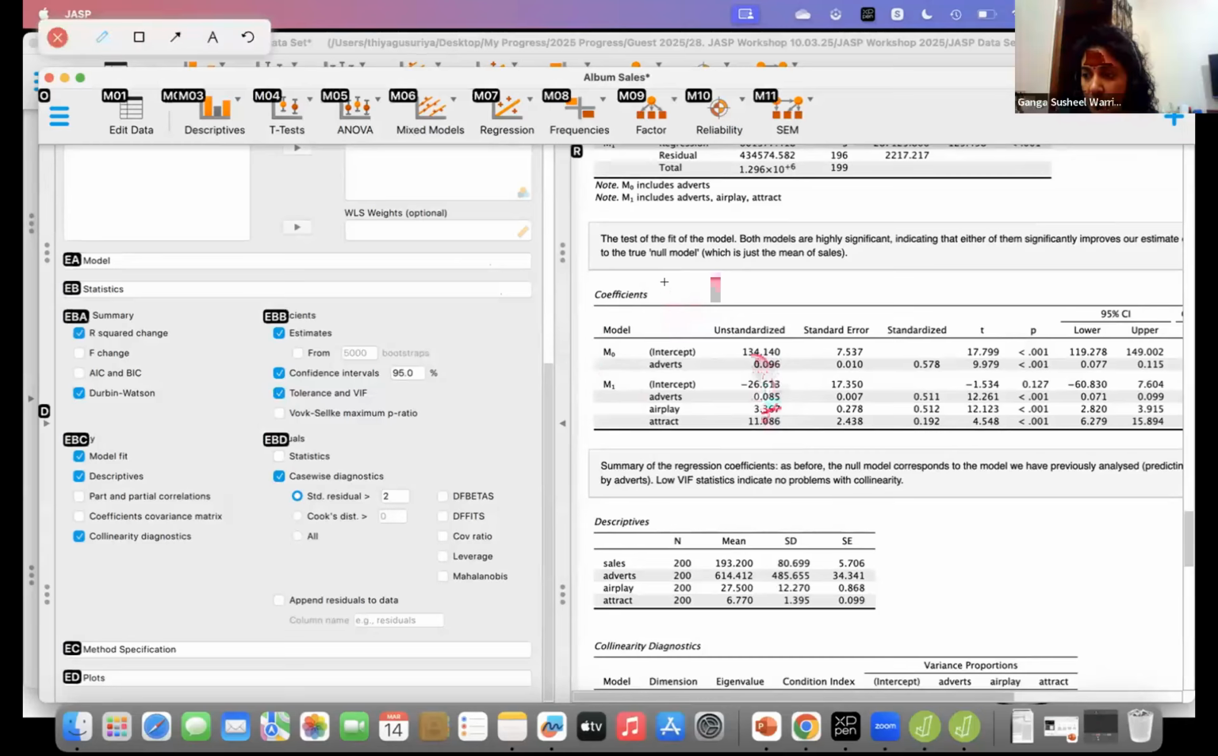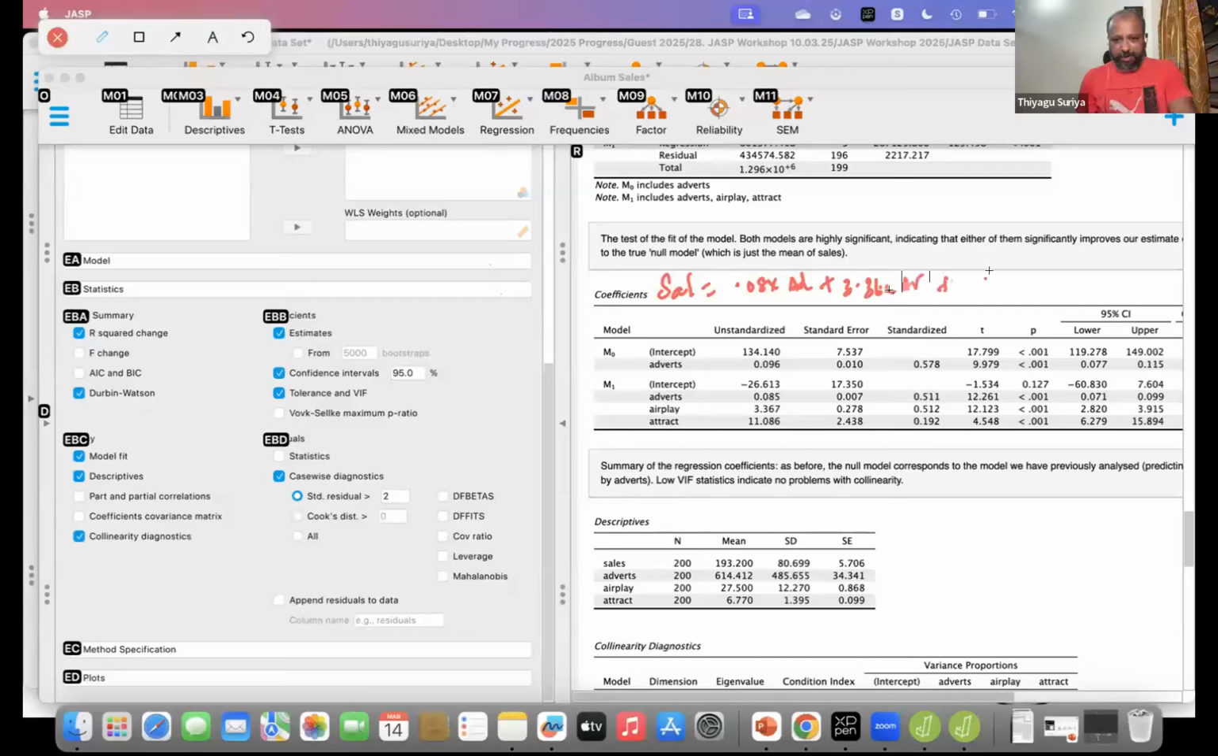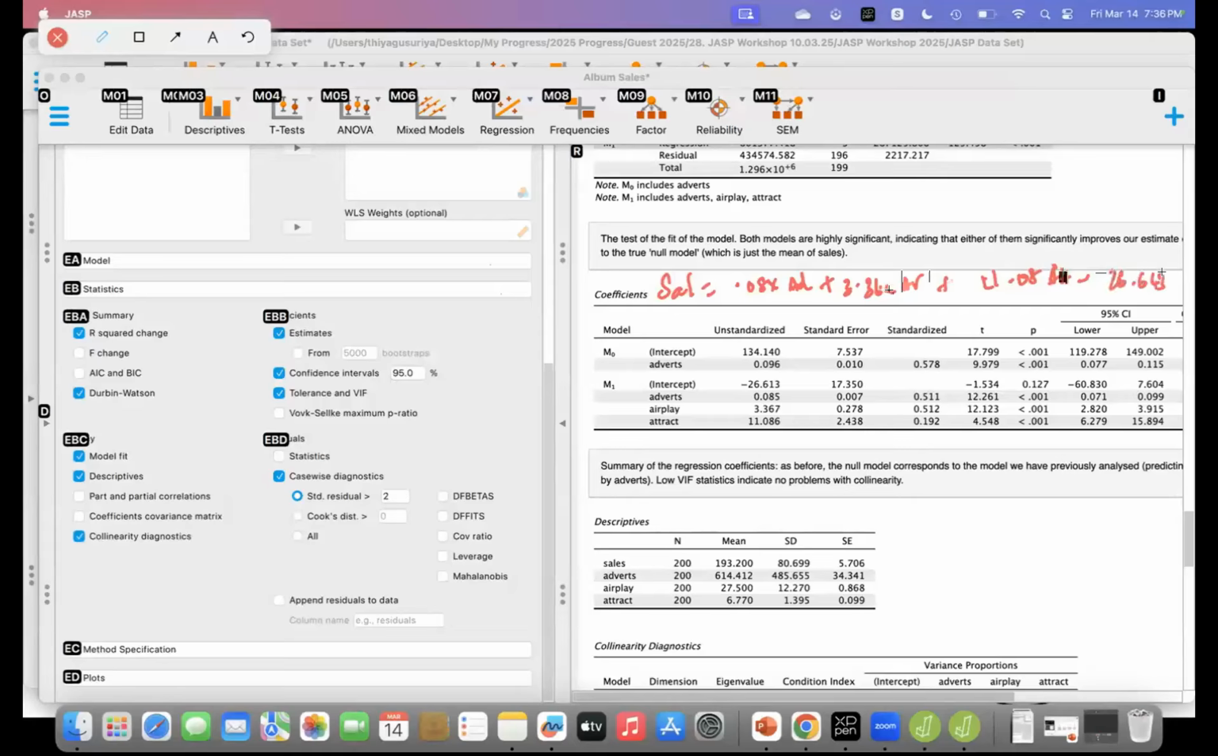So what is the equation? Sales is equal to 0.08 times advertisement, plus 3.36 times airplay, plus 11.08 times attraction, minus 26.61. So this way we can write the equation. Okay, this is called multiple linear regression.